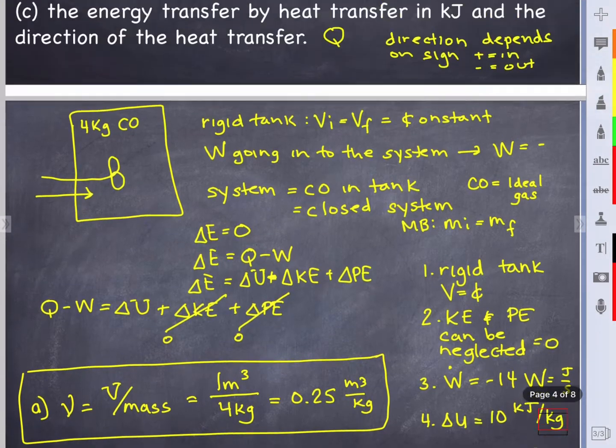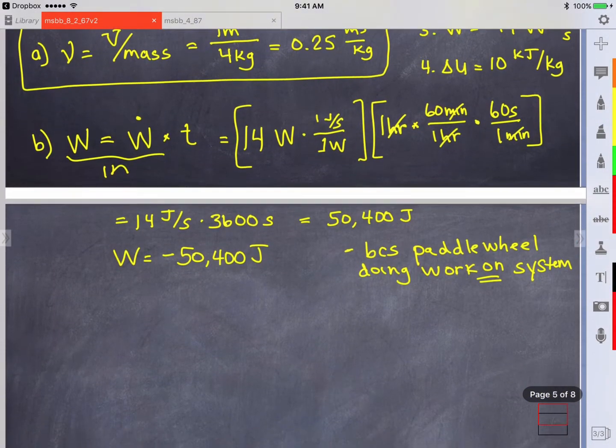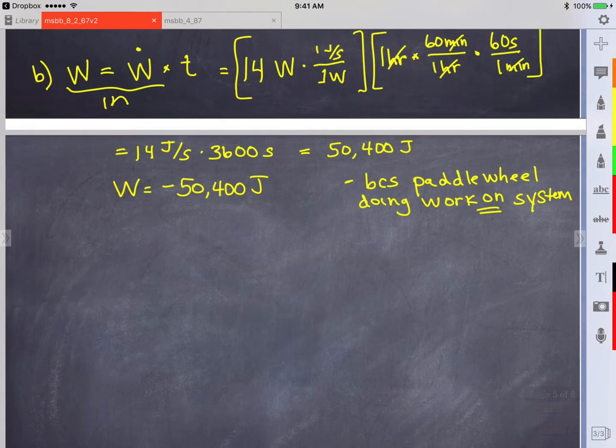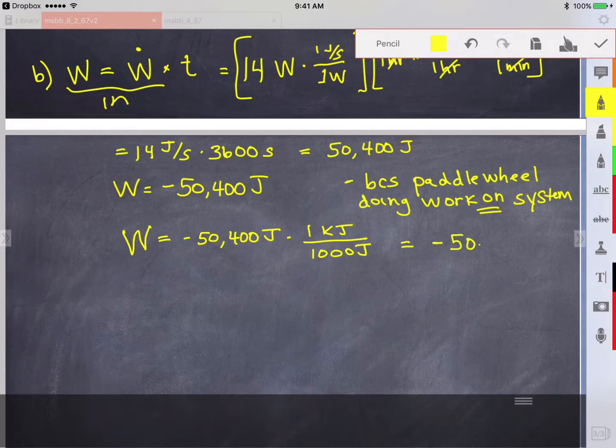Now, if we go back to our problem statement for a minute, we notice that we're asked to find the energy transferred by work in kilojoules. So if we go back down, you can see here that we actually right now have joules. So work is minus 50,400 joules times, there's 1 kilojoule for every 1,000 joules. So we end up with minus 50.4 kilojoules. And that's our answer to part B.